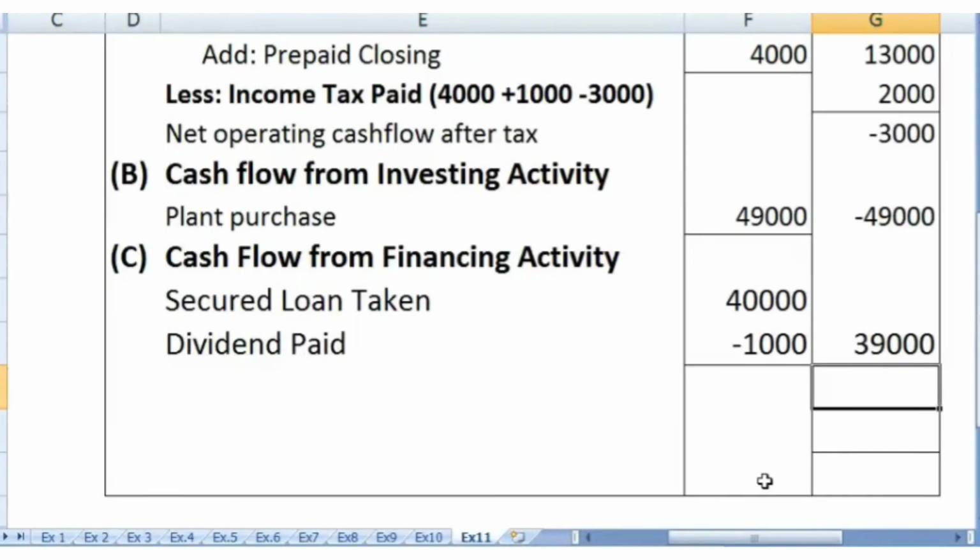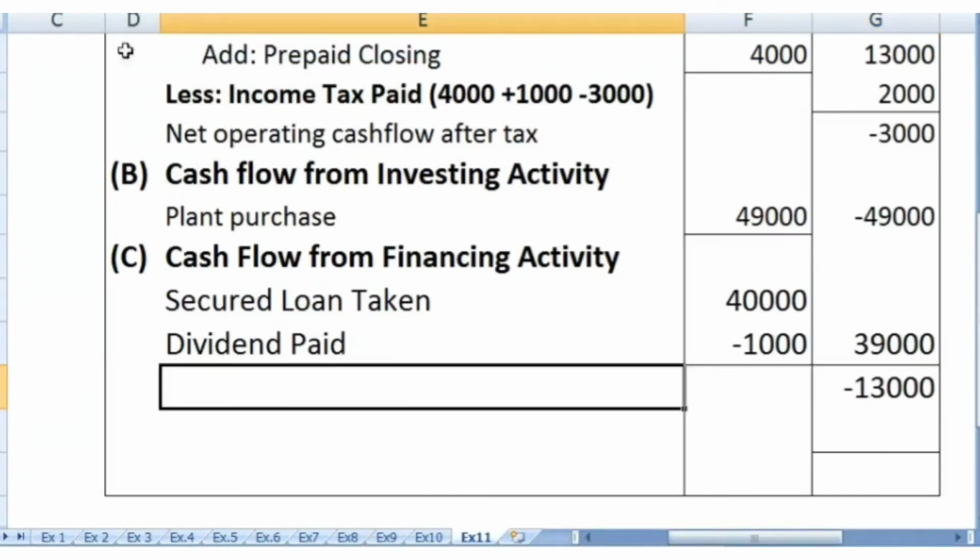So all these three activities are over. Minus 3, minus 49 and plus 39. This is your net cash outflow.